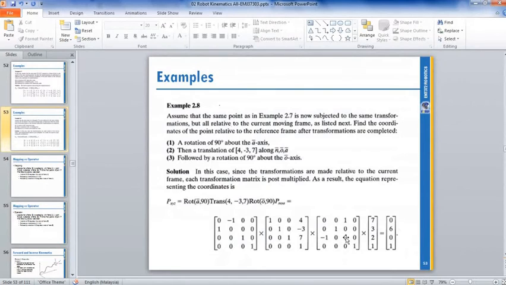Then multiply. Multiply all these matrices and multiply with the current position, the current frame position. And then after you multiply, you will get a new frame position. So this one is X, NOA, X or N equal to 0, O or Y equal to 6, Z is 0.